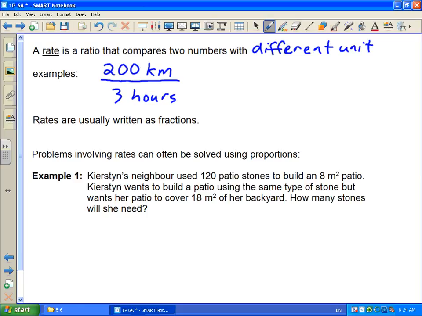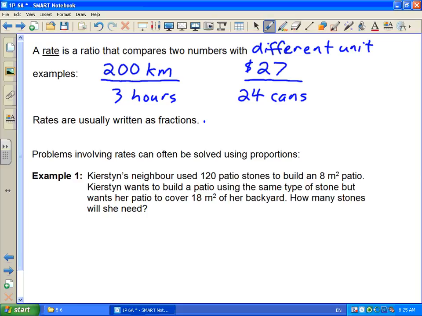Or we might go to the grocery store and buy 24 cans of pop, and this costs us $27. So we're comparing the two numbers, 27 and 24, but the units are dollars up in the top and cans down in the bottom. As you can see here, rates are usually written as fractions, with one thing over the other. Now, problems involving rates, we can solve them the same way we solve problems using ratios, by using proportions.